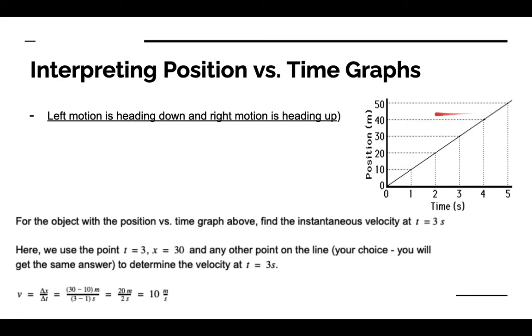If we were heading to the left, that would correspond to a negative displacement. So, for example, for a leftward graph, we would be going from 50 to 0 meters as time goes on, and hence our graph would be heading downwards.